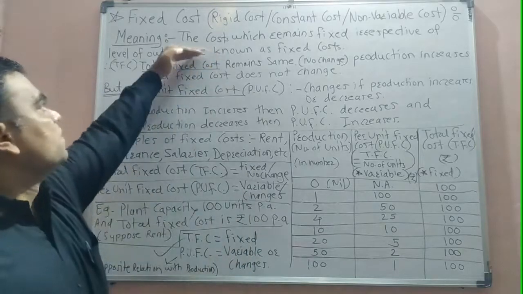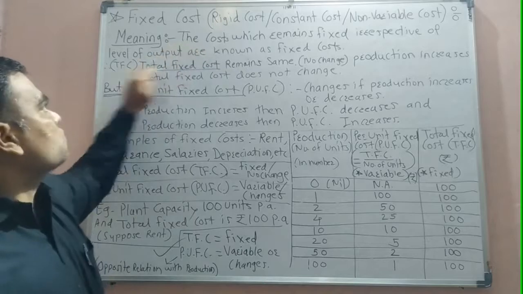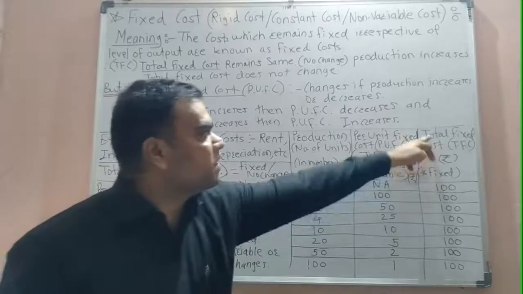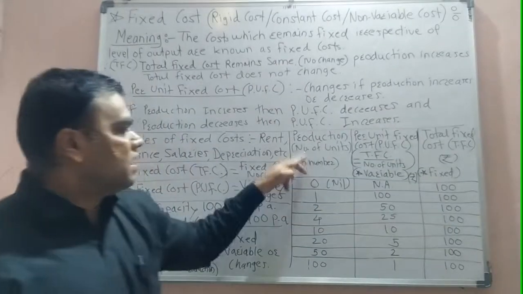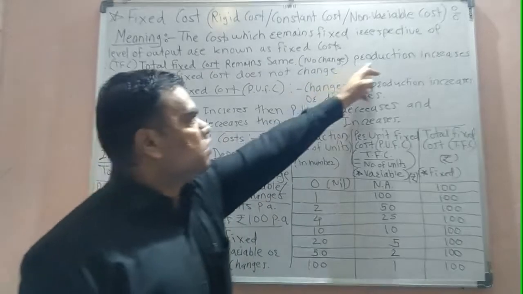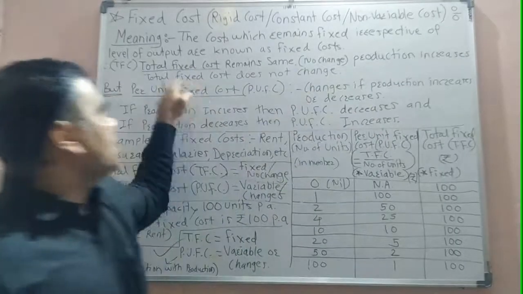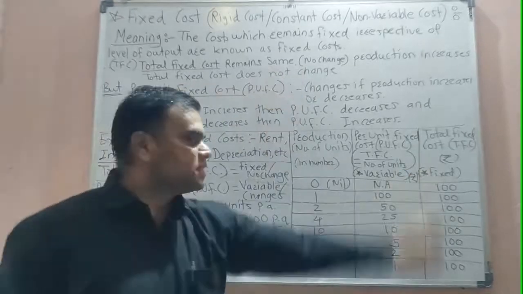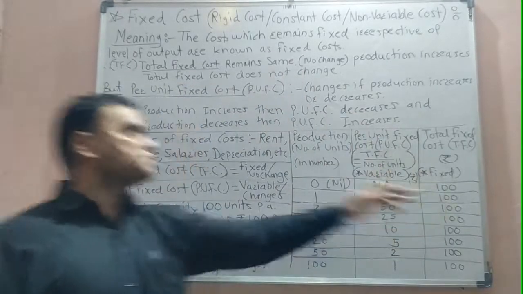Now, two types of fixed cost. First is total fixed cost, which remains the same, which doesn't change. You can see total fixed cost doesn't change with the change in the volume of production. Whether you increase the production or decrease the production, fixed cost does not change. It remains the same. That's why it is called fixed cost.